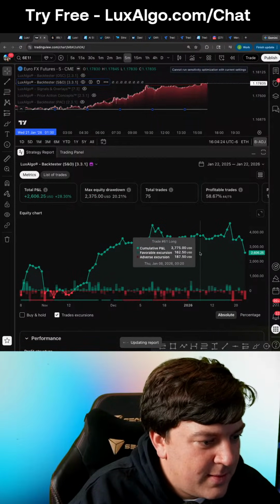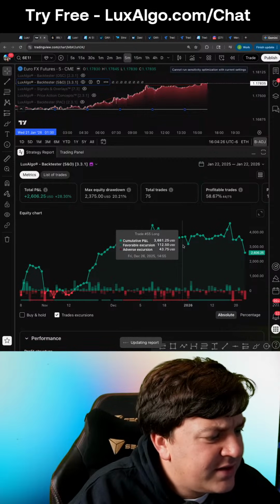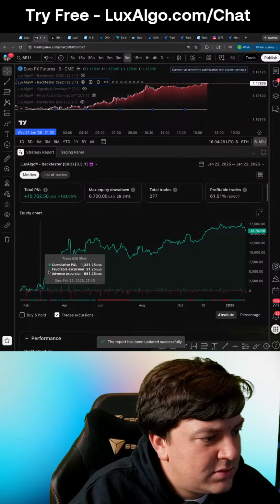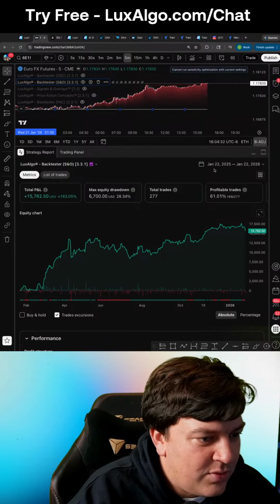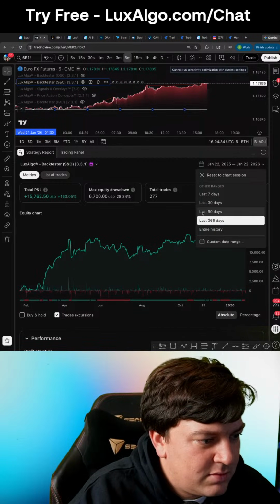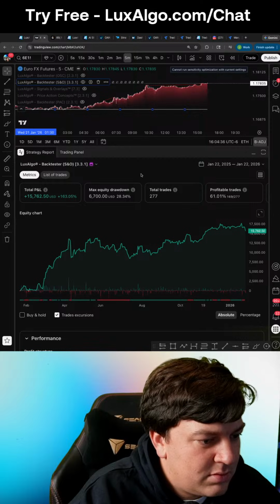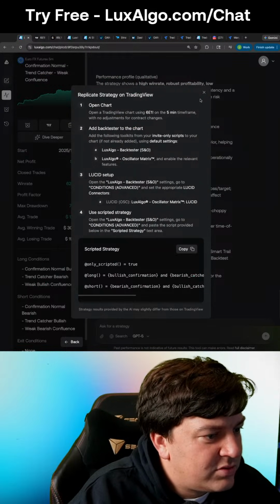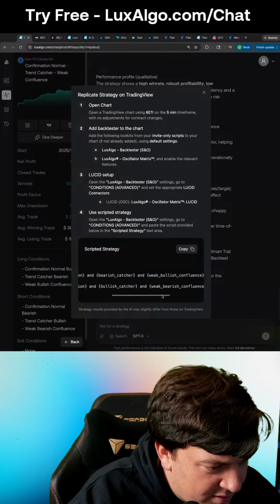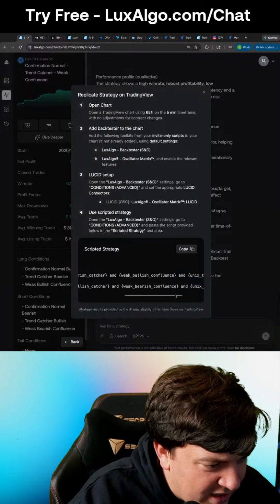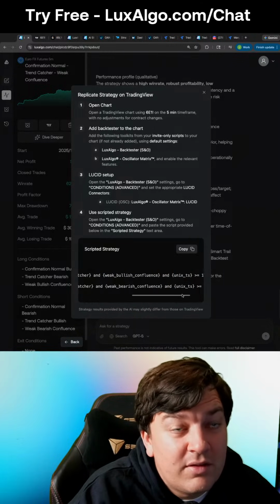Let's see. This one seems off. So yeah, this is one that's been performing since January. Little all over the place. What is it using for the bullish catcher, weak bullish confluence?